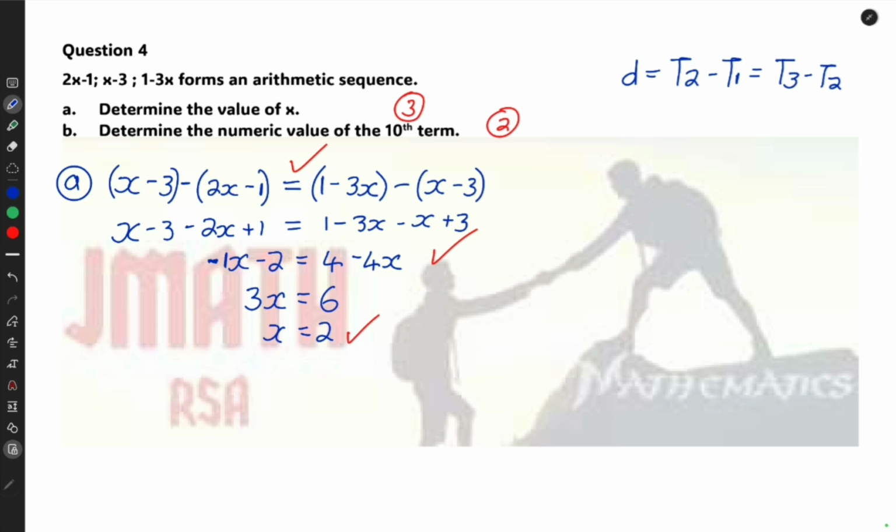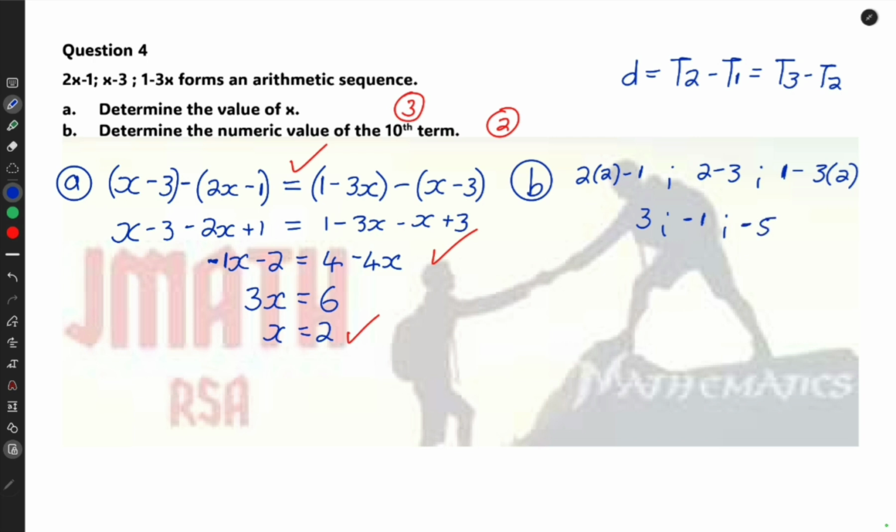Question B. Determine the numeric value of the 10th term. So let me just do it up there. So now I need to rewrite those 3 terms, but sub in the 2 that I got. So 2 times 2 minus 1, my first term. 2 minus 3 is my second term. 1 minus 3 times 2 is the third term. So to get my numeric pattern, I'm just going to say 4 minus 1 is 3. 2 minus 3 is negative 1. And then 1 minus 6 is negative 5.